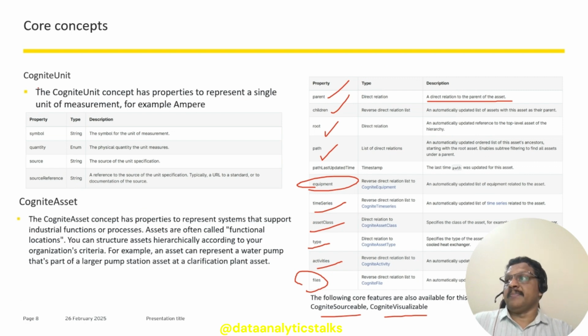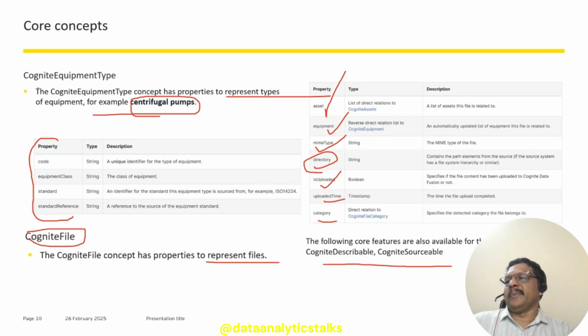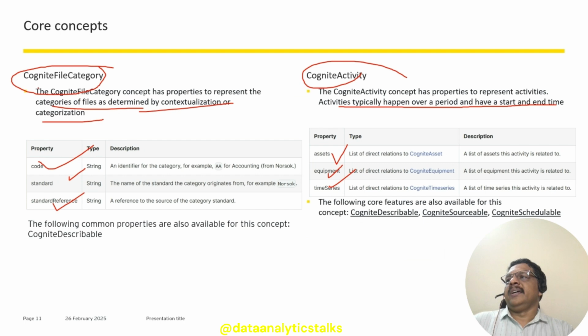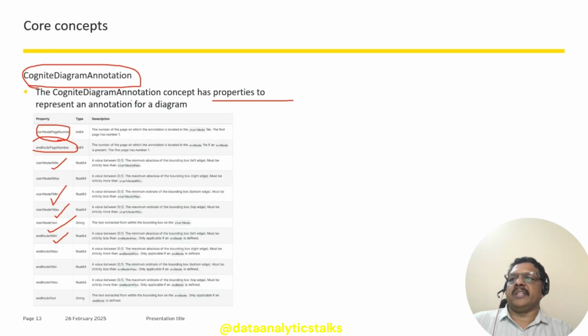So that gives you a picture of the various data models under the concept. We have the Cognite unit, Cognite asset, Cognite asset class, asset type, Cognite equipment, Cognite equipment type, Cognite file, Cognite file category, Cognite activity, Cognite time series, Cognite annotation, and Cognite diagram annotation.